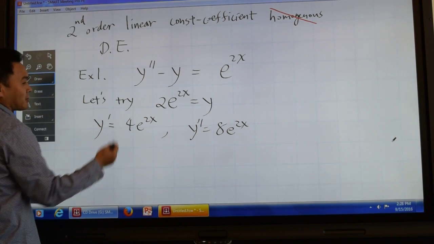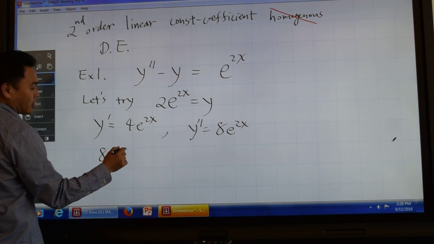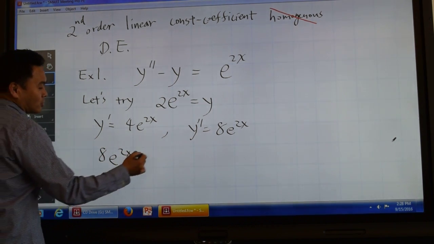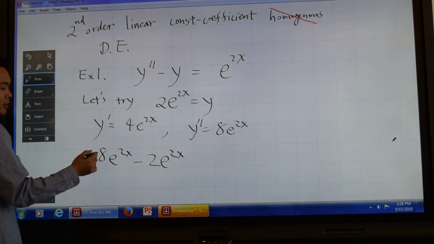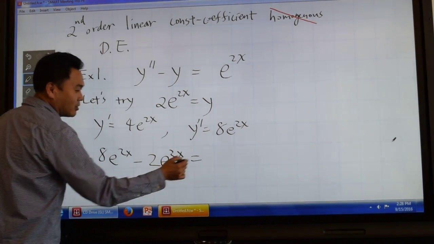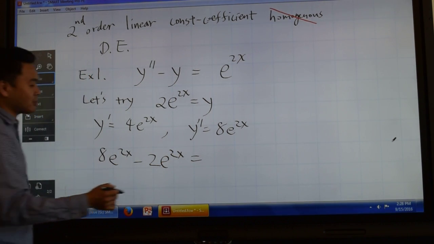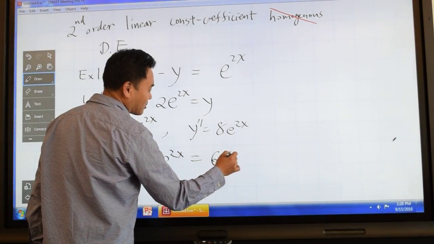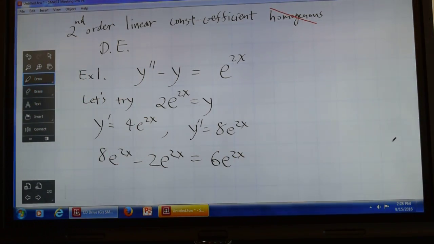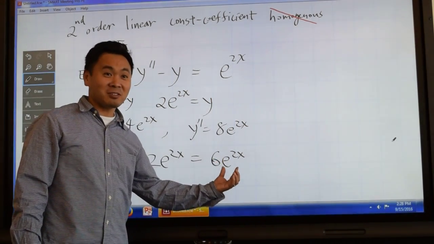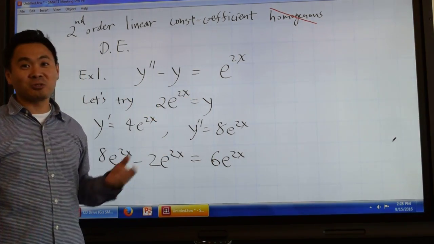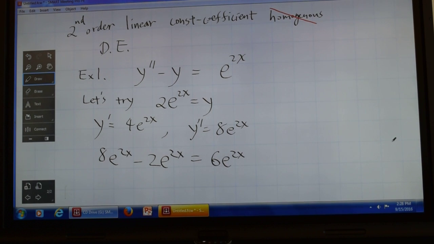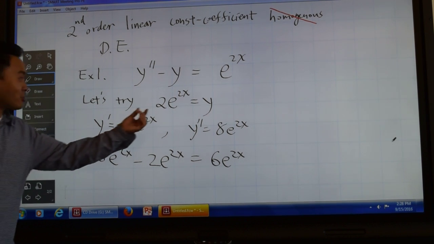And then you plug into the left side, what do you get? 8e to the 2x minus 2e to the 2x because you have y, right? And then if you compute, what do you get? 6e to the 2x. And hey, it didn't work, but at least it created something quite similar, right? E to the 2x, e to the 2x. Maybe if you change this number to something, it might work, right? Are you convinced that we could make this work if I change some number here?